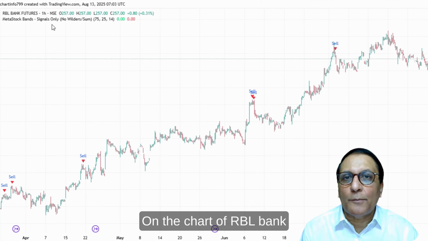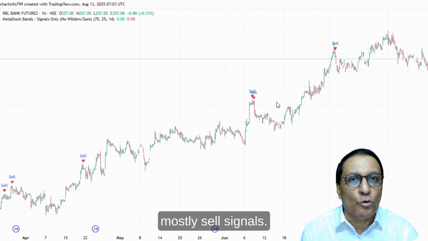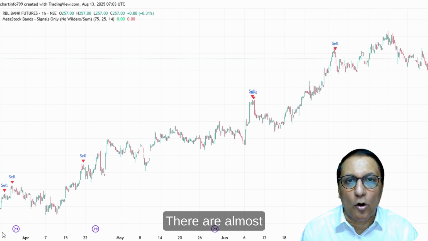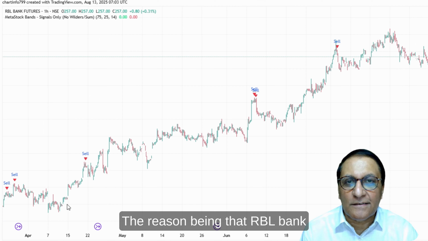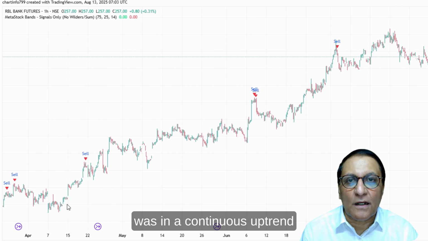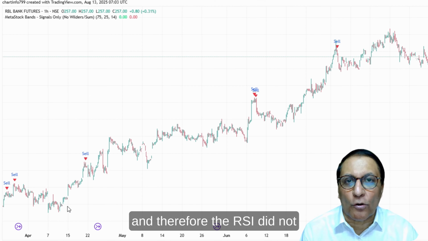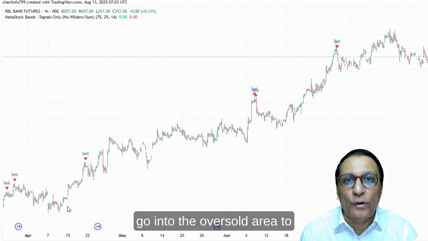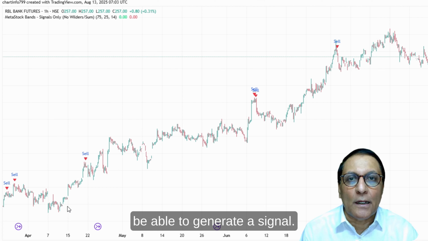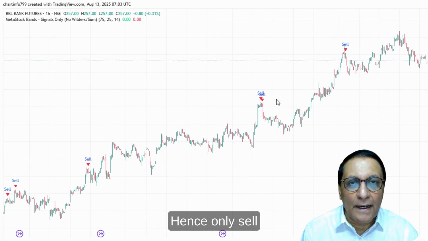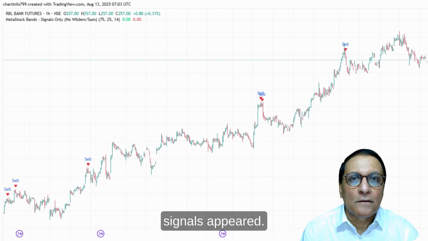On the chart of RBL Bank futures, you can see mostly sell signals. There are almost no buy signals. The reason being that RBL Bank was in a continuous uptrend, and therefore the RSI did not go into the oversold area to be able to generate a signal. Hence, only sell signals appeared.